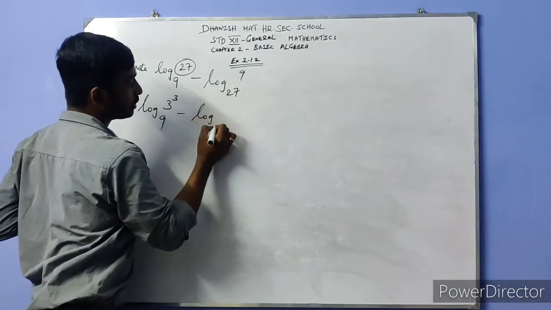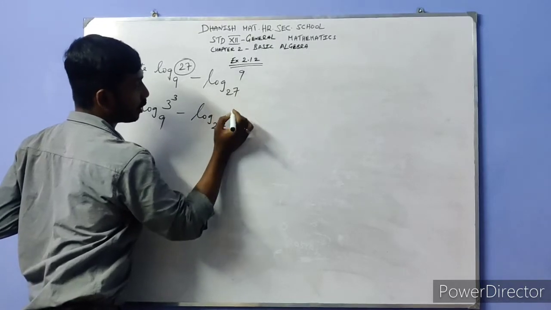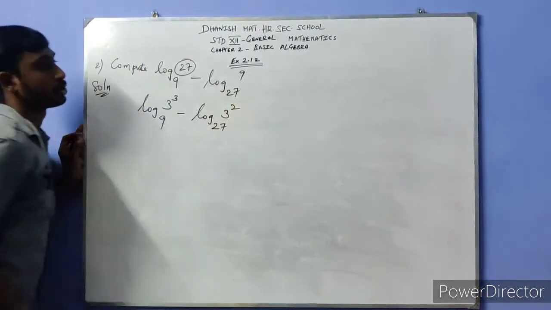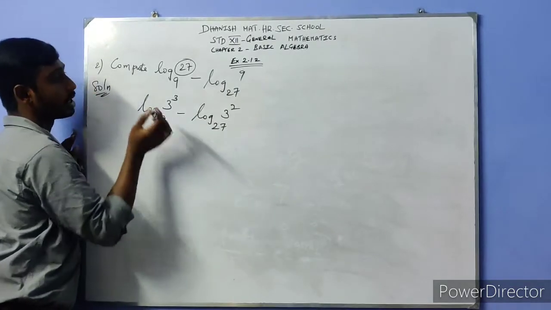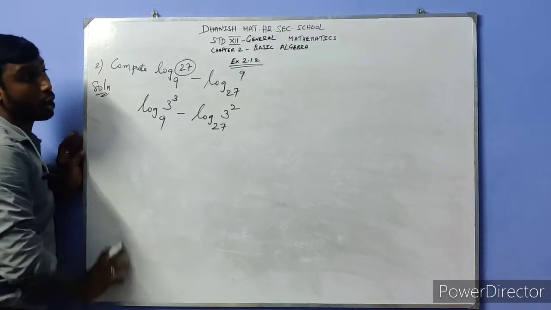Then here log 27. Here itself we are using 3 square. So that will be, you are writing 3 square. You are using the cubic root here, and the square root method there. So the next method we are using is the product rule method.